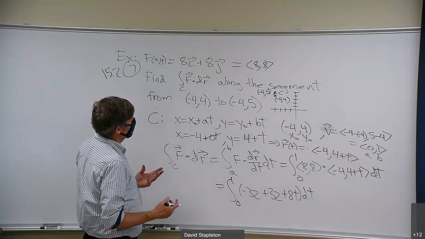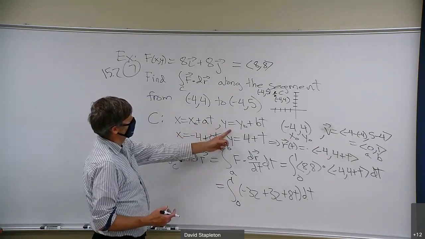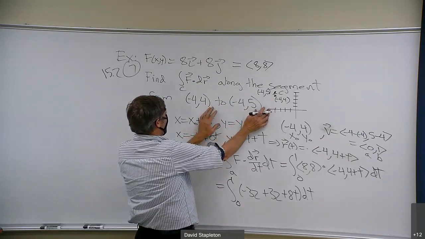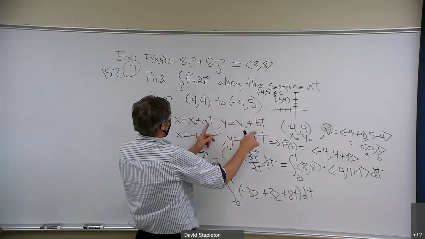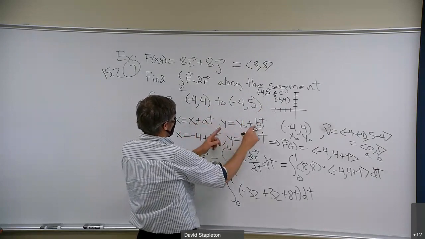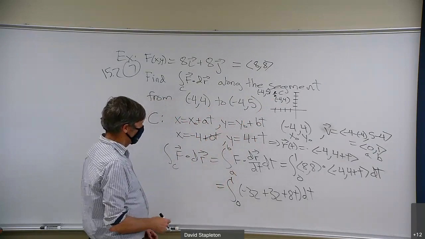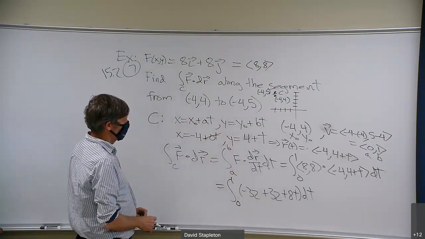Whenever you do a segment between 2 points this way, t runs from 0 to 1, because if you put in t equals 0, you get the initial point x0, y0. If you put in t equals 1, you get x0 plus a, y0 plus b, which then goes to the second point.